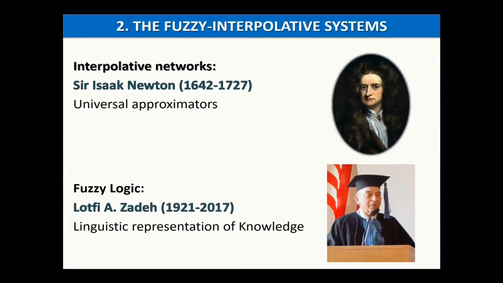Now, what is the fuzzy interpolative system? Instead of complicating things, this approach is simplifying things. The base is very simple. It starts from the interpolative networks of Sir Isaac Newton. My mind is working almost all the time with interpolation, so this is my first approach when dealing with something. It's common knowledge that these interpolative networks are universal approximators, and that is very simple. And about fuzzy logic, everybody knows.